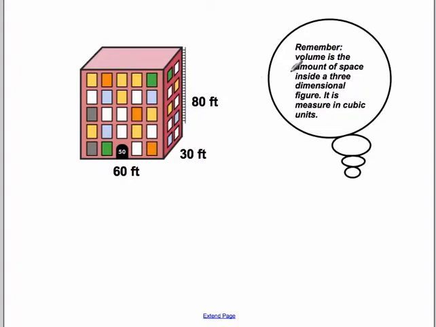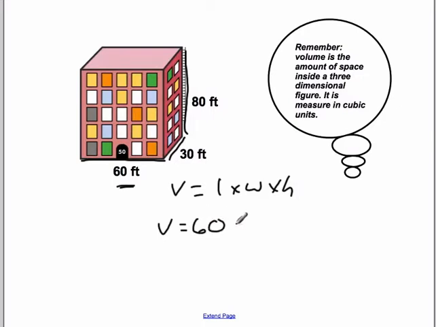Here's another rectangular prism. It looks like a little apartment building. Remember, the volume is the amount of space inside a three-dimensional figure. This is three-dimensional because it has length, width, and height. The formula for volume is volume equals length times width times height. We're going to substitute the given values in there to find the volume. The length is 60, times the width, which is 30, and the height is 80.